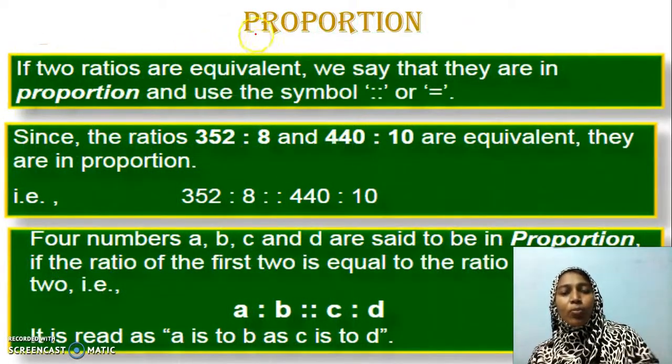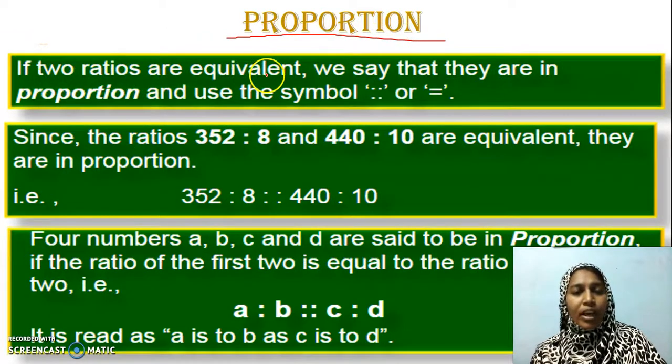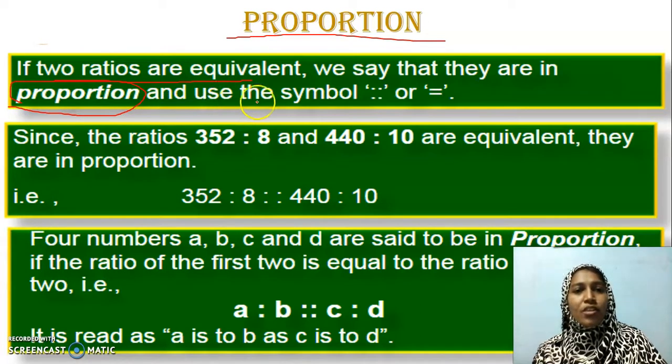Now another one more important thing, proportion. If two ratios are equivalent, we say that they are in proportion. If two ratios are equivalent, the ratios are in proportion. We use the symbol double colon equal to. Here in the previous example we wrote 352:8, 440:10. So these two are equivalent ratios. So I can say they are proportional. See, this is the symbol.